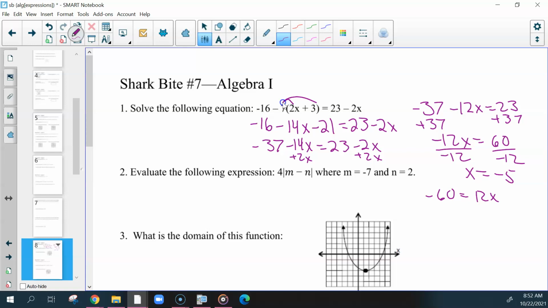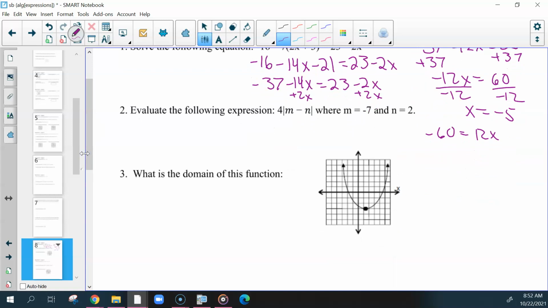For number 2, you needed to evaluate this, and you were given 2 different variables. So put -7 in, minus your 2. -7 minus 2 is -9. Remember that with absolute value signs, not when we're solving. This is just an expression we're evaluating. And we can make everything in here positive. And that becomes a +36.